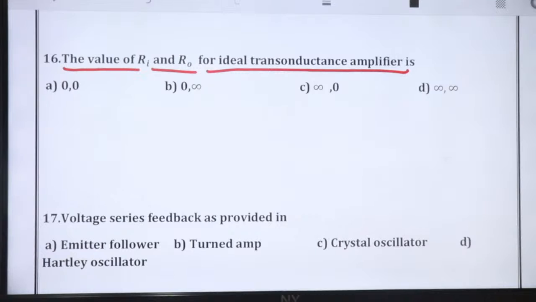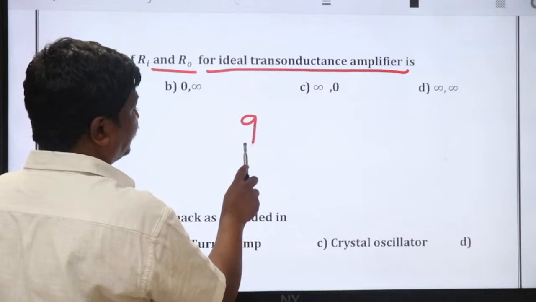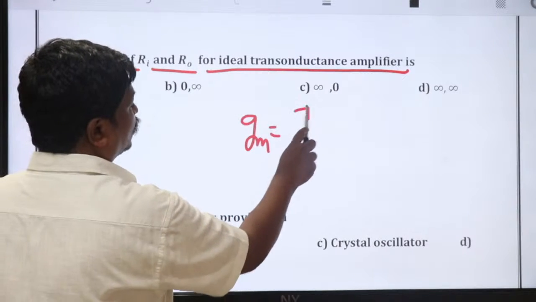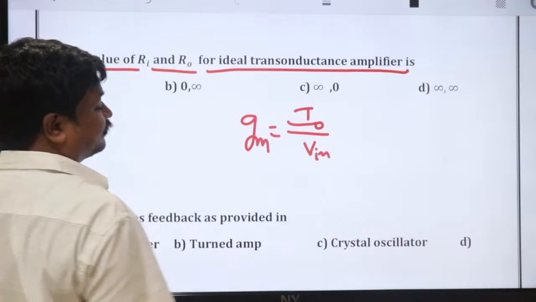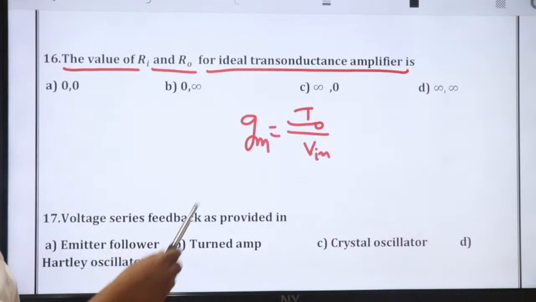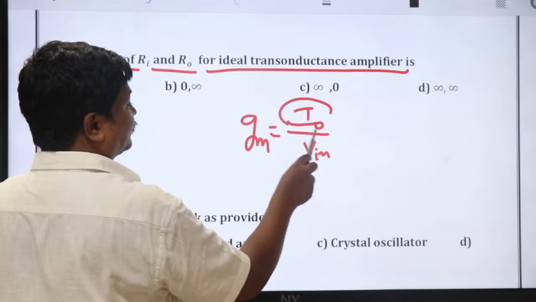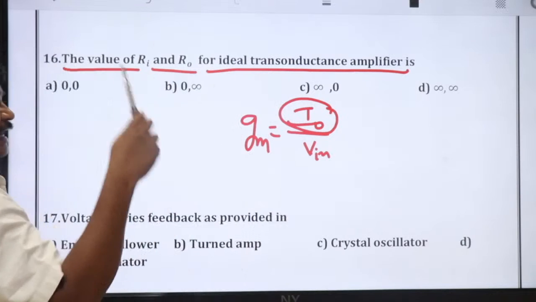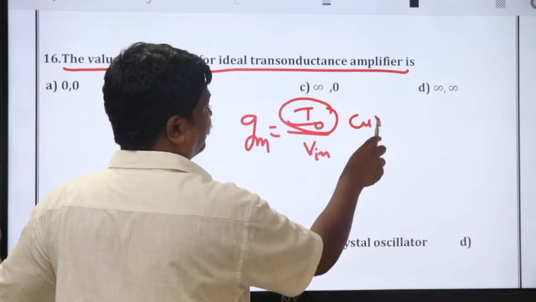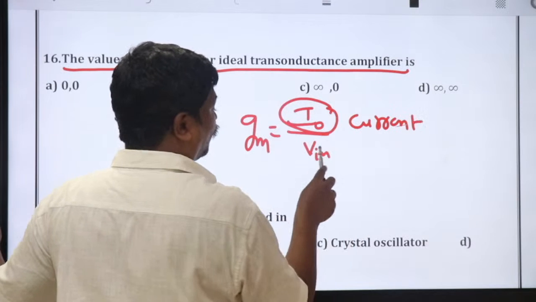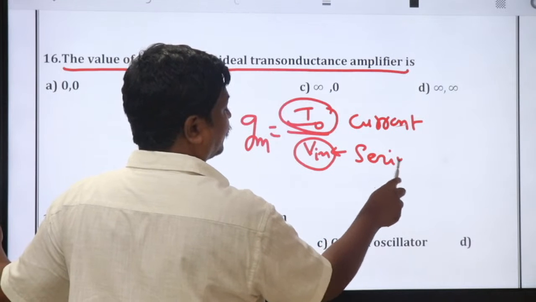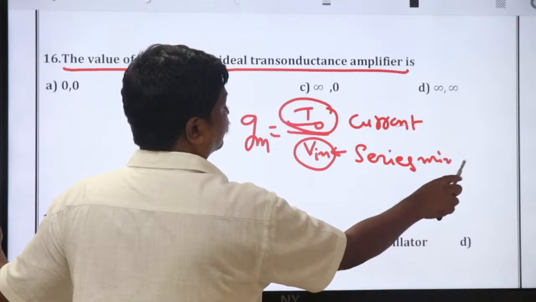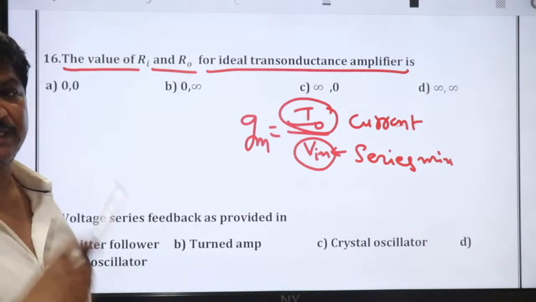Transconductance amplifier means GM. GM is equal to I naught by Vin. From the output you are taking current, so it is current sampling. Input voltage means series mixing. Series mixing. I told you one shortcut.